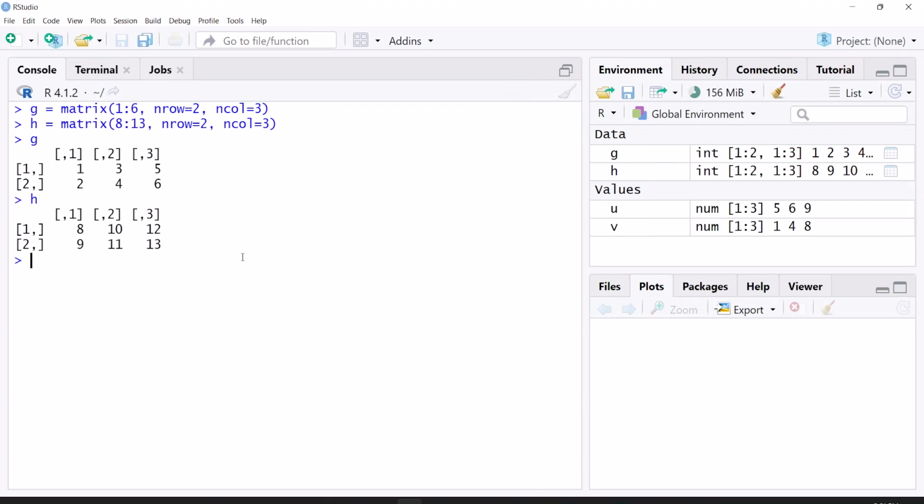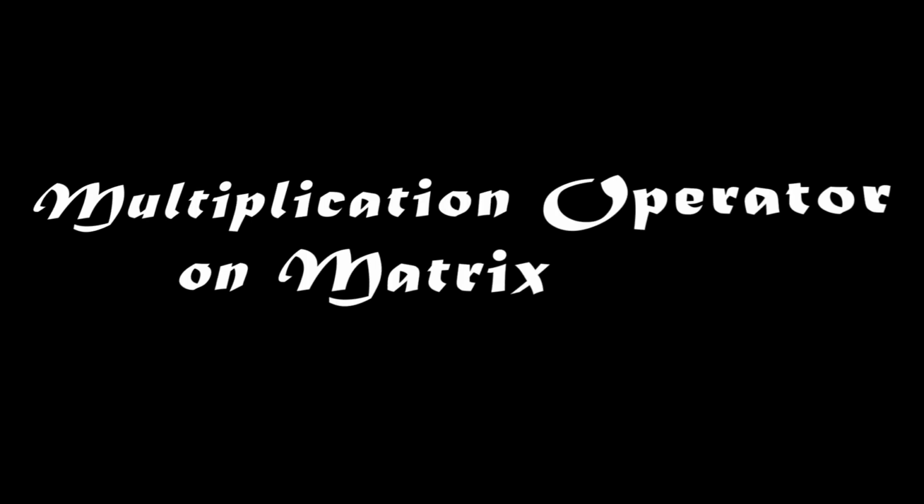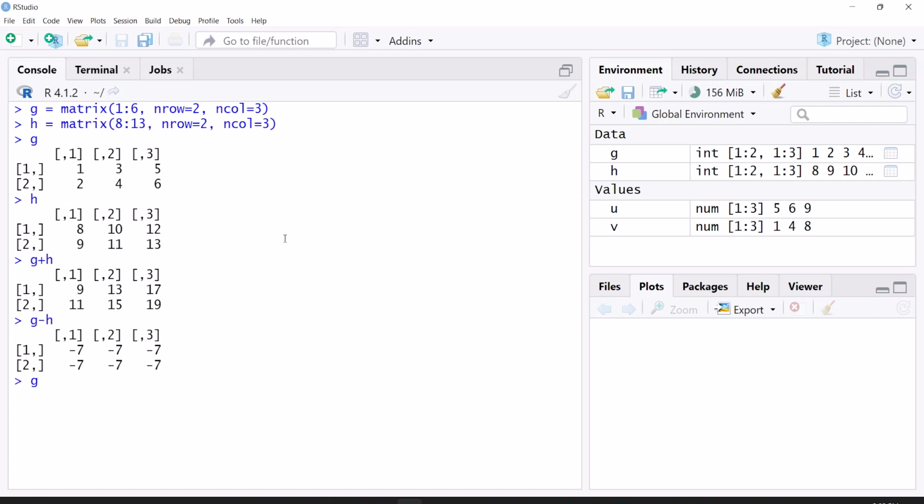Now let's add these two matrices. G plus H. This is the new matrix. What happened is that 1 is added to 8, 3 is added to 10, and so on. Similarly we can perform other operations. G minus H, and you can see the output here. We can also multiply them. G multiplied by H, and the result is here as you can see.